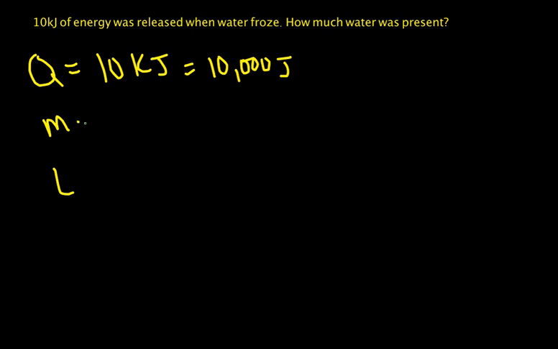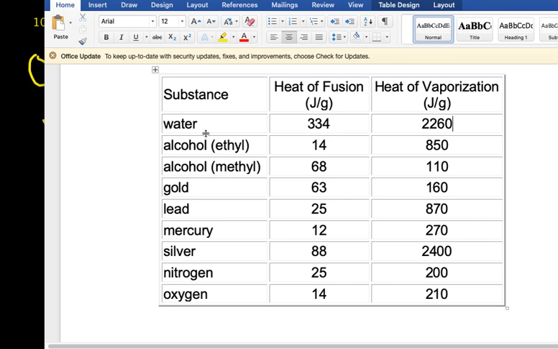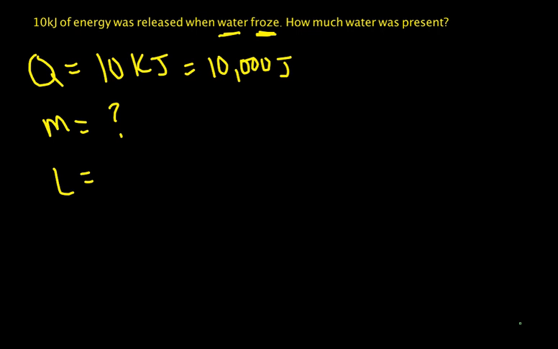My mass is what I'm looking for. My latent heat value is going to be for water. But which one, fusion or vaporization? It froze. Froze means dealing with a solid, so we go to water fusion. Looking at our chart, water fusion is 334 joules per gram.